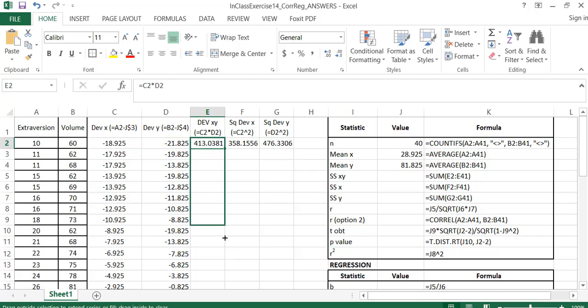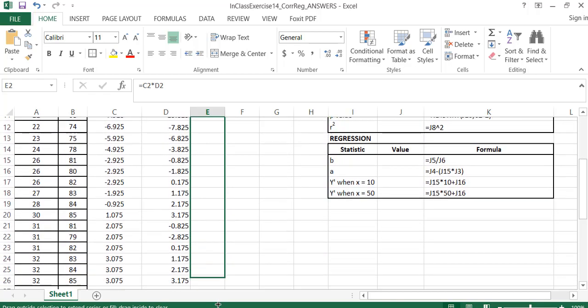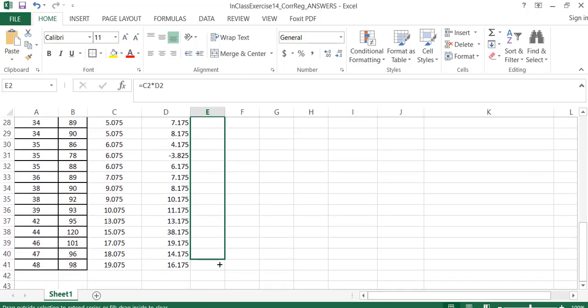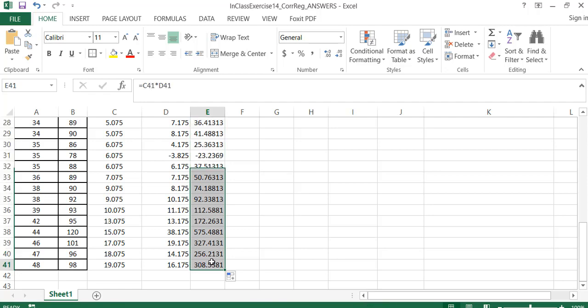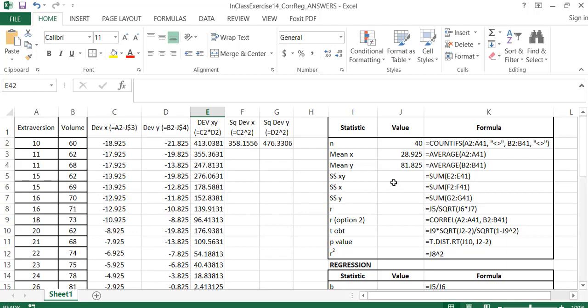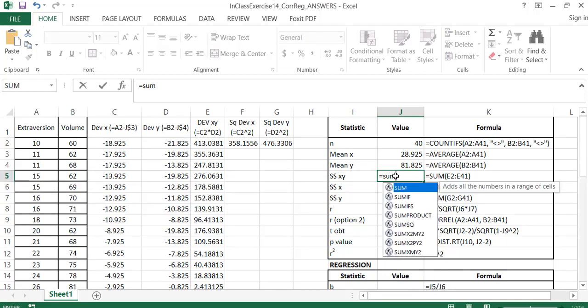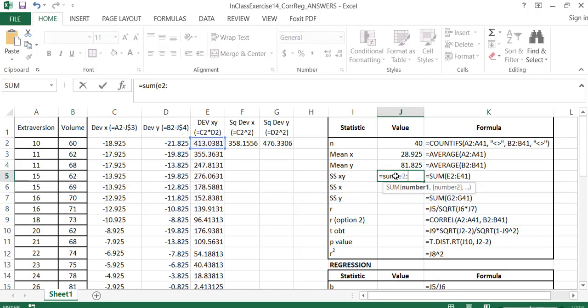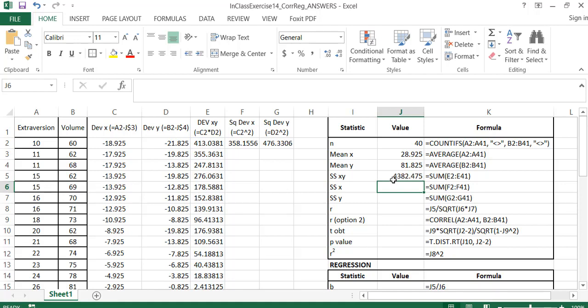So we're going to drag this down. We have C3 times D3, C4 times D4, all the way down this column. And we should see that the last one is C41 times D41. And then we can add these together. We can sum that E column from E2 to E41. And that's going to give us the sum of squares XY. Really, it's not squares, but it is a product term. And so a lot of books refer to it as the sum of squares XY.